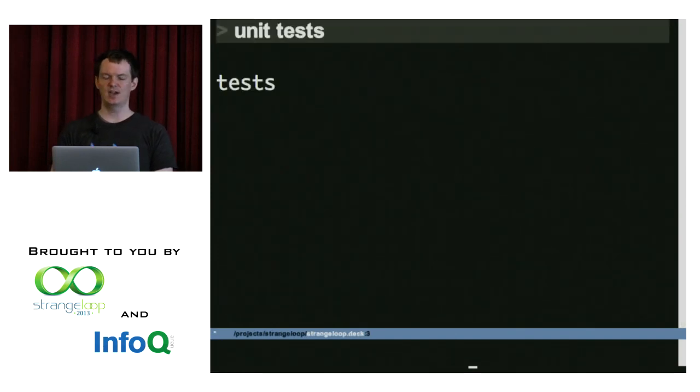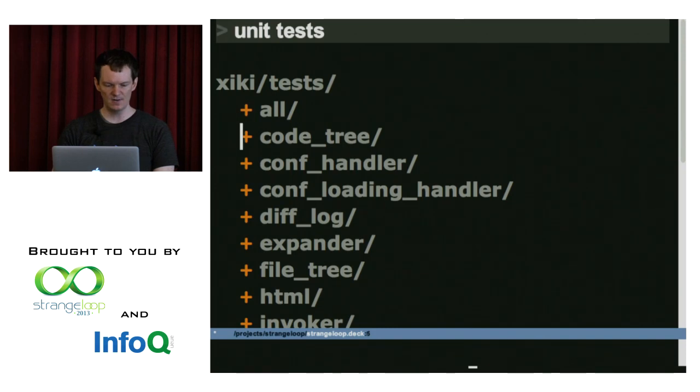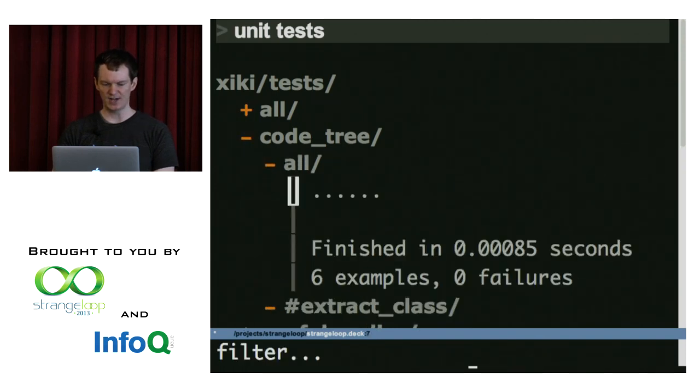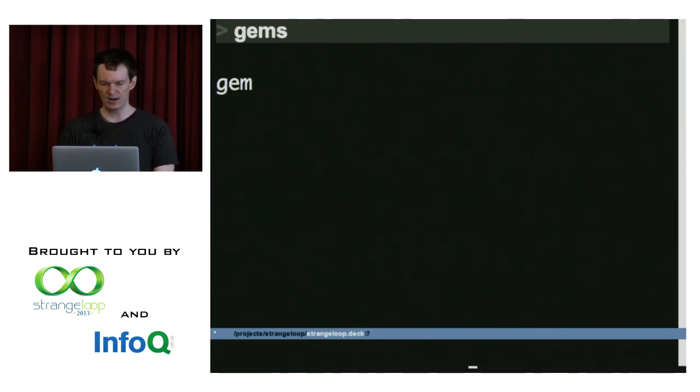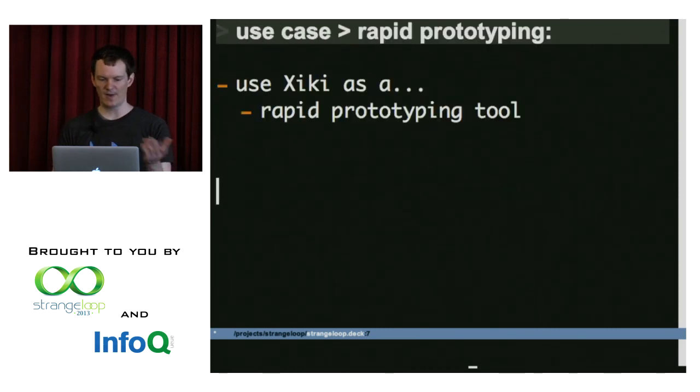Unit tests, you can drill in and run unit tests inline. And if there's an error, you can jump to the error. You can browse Xiki gems. You can edit Mongo. If you forget where your Apache config files are, you can just type Apache.